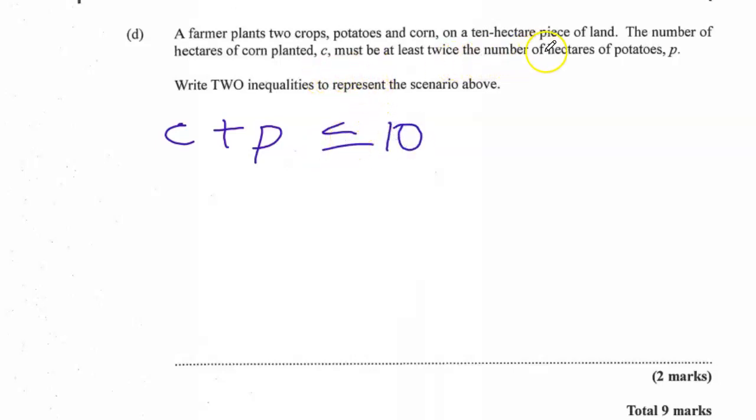And the other inequality, the number of hectares of corn planted must be at least, so greater than or equal to, twice the number of hectares of potatoes. That's 2p. So these will be the 2 inequalities.